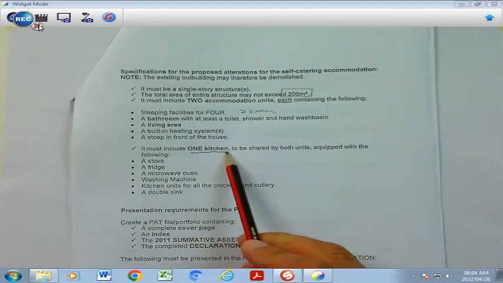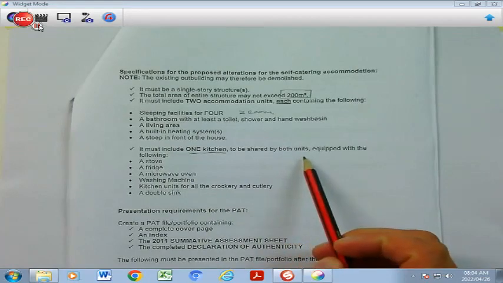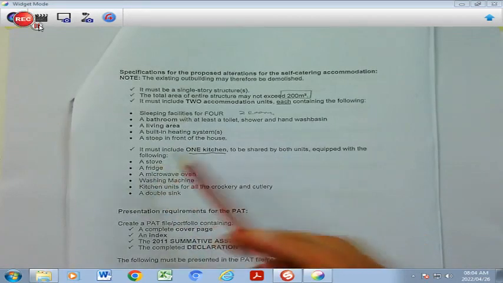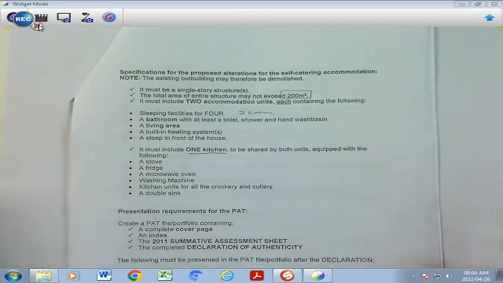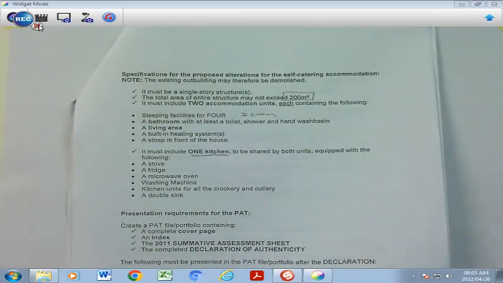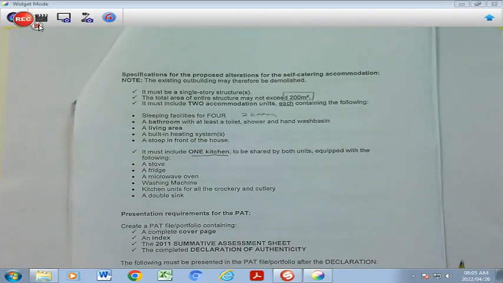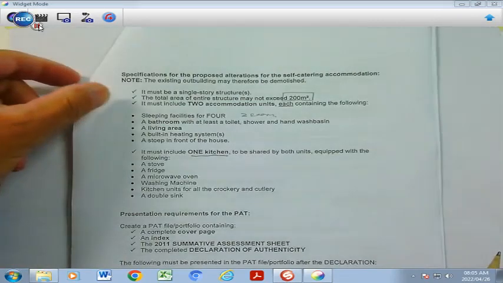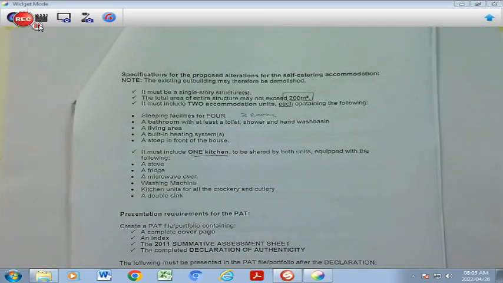We must then include 1 kitchen which must be shared by both units, equipped with all these components that you will see here. So I want to basically give you just a line diagram of how we perhaps could put a possible design together, and to just give you an idea of how the designs will look like. So you will have an option of playing around with some of these examples which I will exhibit to you in this video, and for you to be able to complete 2 designs at the end of this particular part.